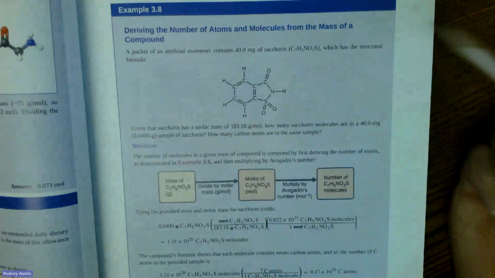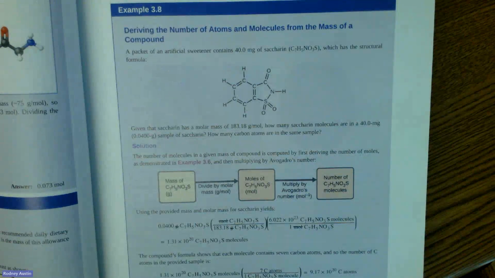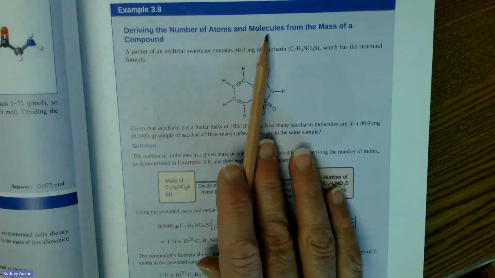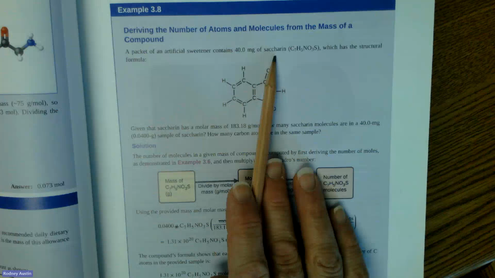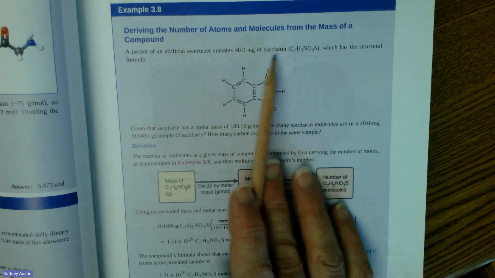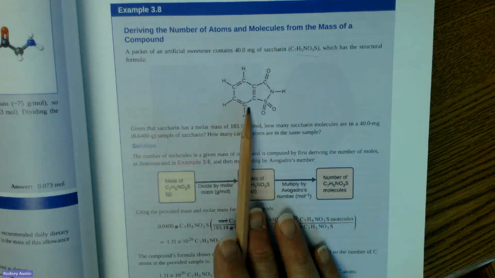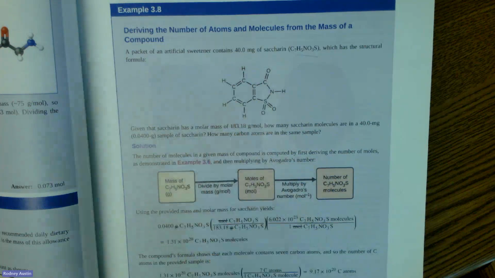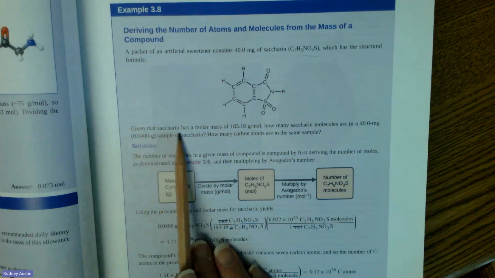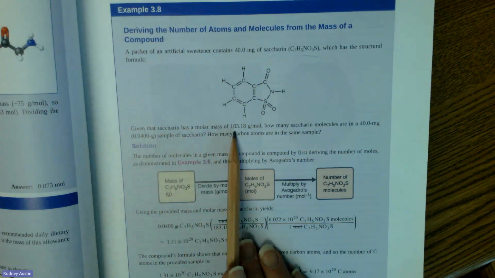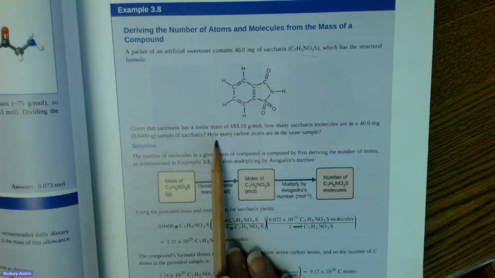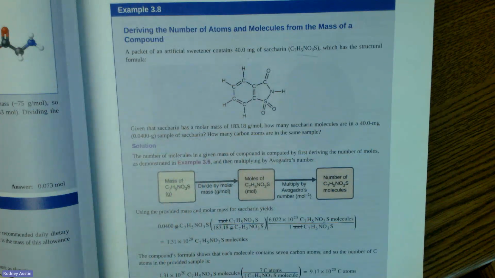In chapter 3, module 3, we're going to look at some calculations of atoms and molecules. Again, thinking about this compound saccharin, which you don't have to know what it is, it gives you the chemical formula and even the structure to relate a little bit to chemistry. The prompt is, given that saccharin has a molar mass of this, which they calculate for you, how many saccharin molecules are in 40 milligrams of saccharin? How many carbon atoms is another one.